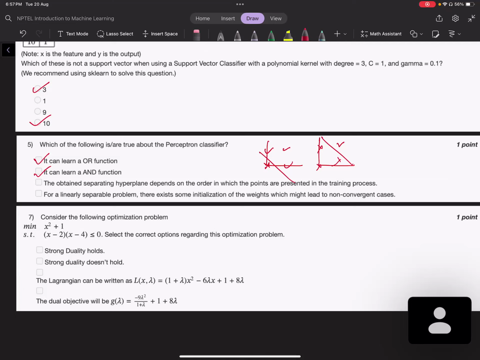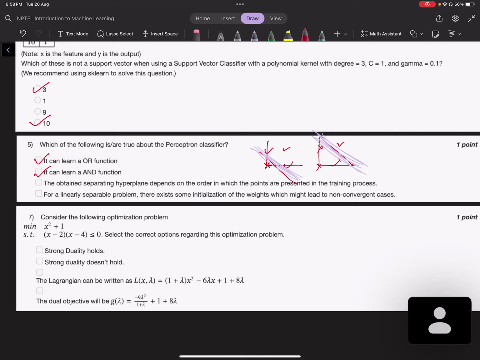If you look at this one, this can be a hyperplane, this can be a hyperplane, this can be a hyperplane. All these tiny lines can also be hyperplanes, right? But the hyperplane on which the algorithm will end up depends on the order in which the data is presented. So the obtained separating hyperplane depends on the order in which the points are presented in the training process.